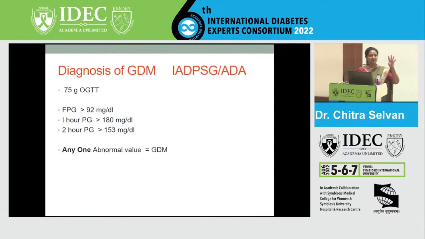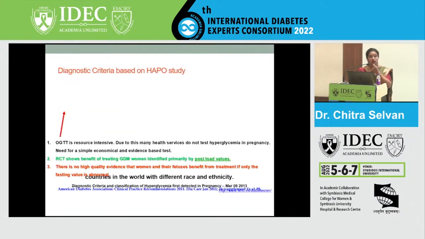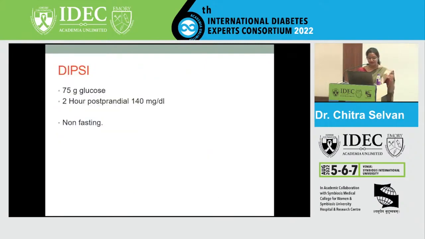In this endeavor, if you find fasting sugars greater than 126 or 2-hour value more than 200, you have overt diabetes. Now, if you cannot bring in your patient on an empty stomach in a fasting state, do you not screen then? Not necessarily. You can do a 75 gram glucose test in a non-fasting state and do a 2-hour postprandial glucose value. If that is greater than 140, you can make a diagnosis of GDM according to the DIPSI recommendation.